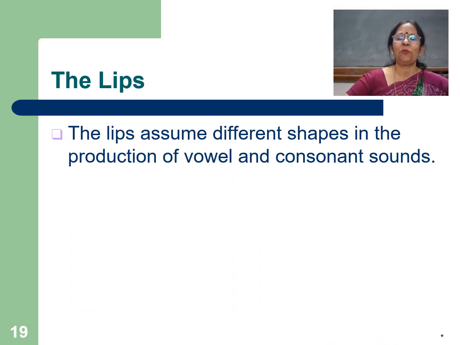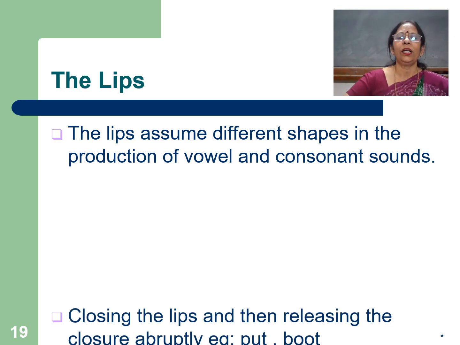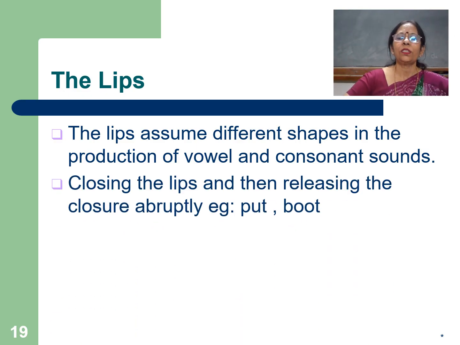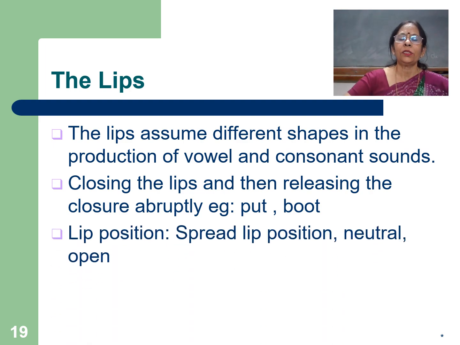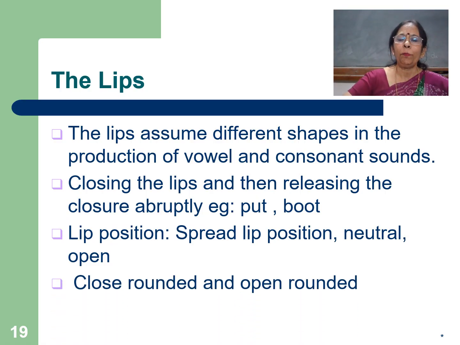The lips assume different shapes in the production of vowel and consonant sounds. Closing the lips and then releasing them, the closure abruptly, the sound is produced with an explosion such as put and boot. Lip position can be spread, as in cheese. It can be neutral. It can be open as in ah. It can be close rounded as in oo, and it can be open rounded as in o.